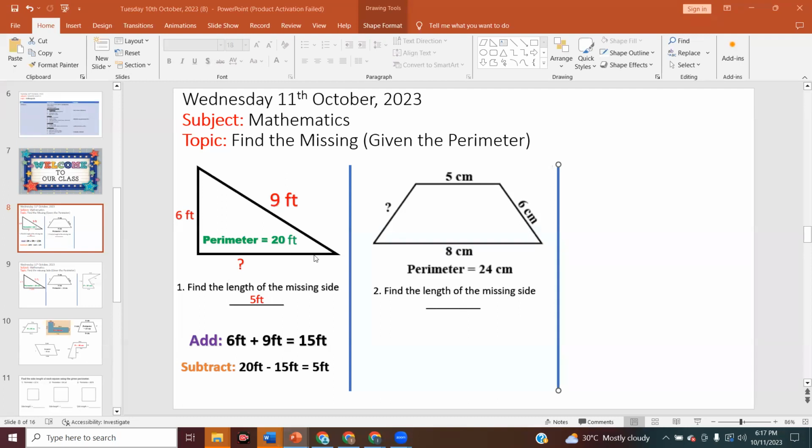But basically, let me explain the first one. What happens is that we are missing this side. What we have to do is add 6 and 9, because we know the total perimeter, they told us, is 20 feet. So the first thing we do, we add 6 and 9, we get 15. And then we subtract 15 from 20, we get 5. So the missing side is going to be 5. And if you add 5 plus 6 plus 9, you get 20. You understand how to do it now? Yes, sir. Good.